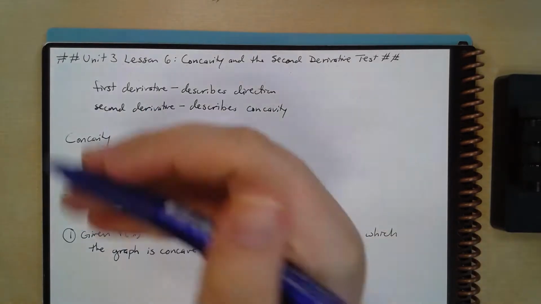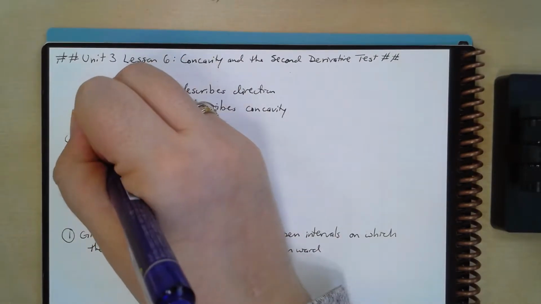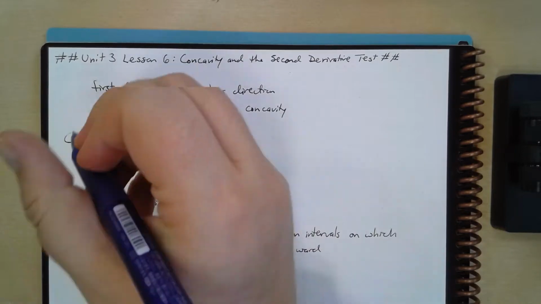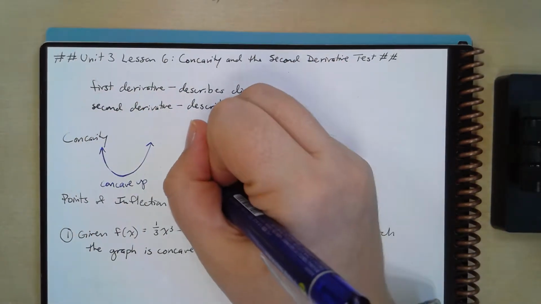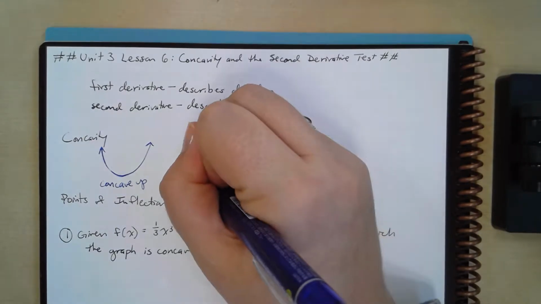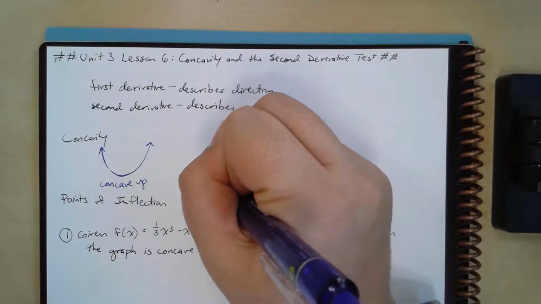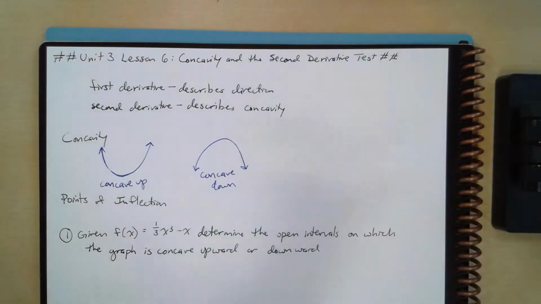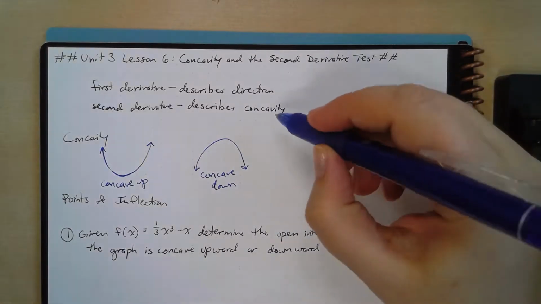So a pattern that looks like this is called concave up. And here, this would be called concave down, all right? If it's concave up, it's like a cup facing up. If it's concave down, it's like a cup facing down.